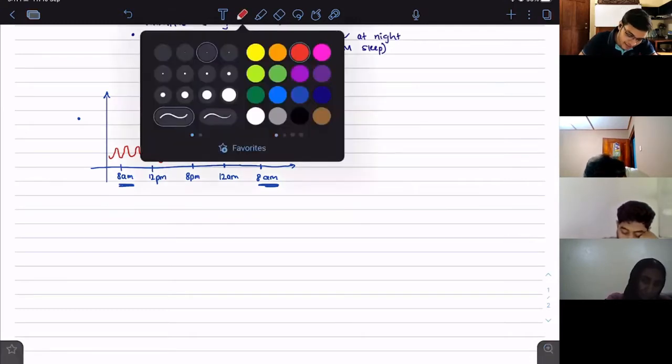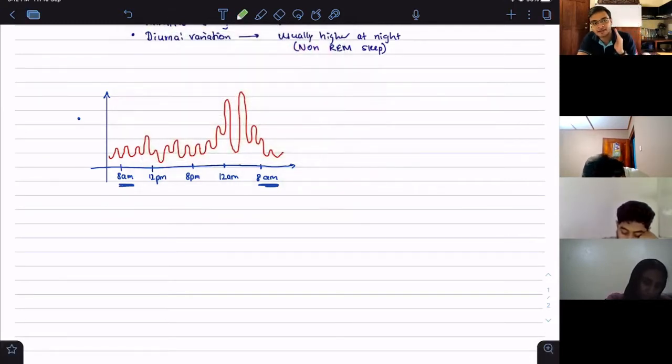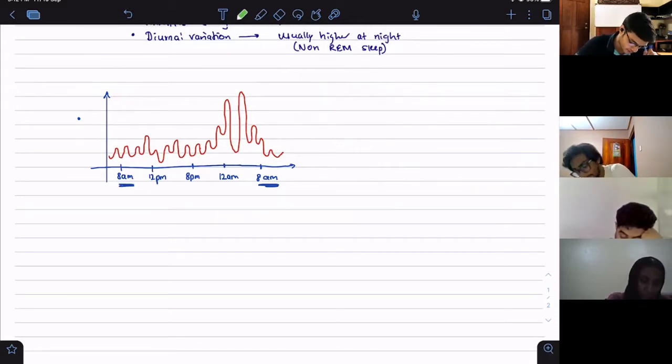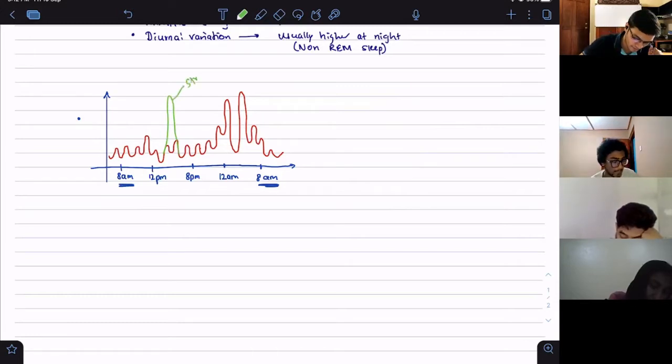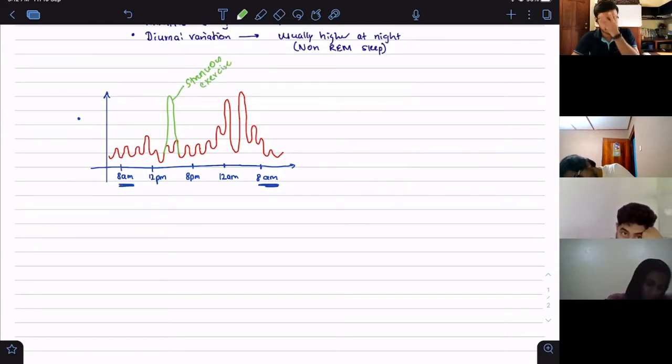Except, guys, there is an exception here. If at any time of the day you do strenuous exercise, let's say this fellow did some exercise at around 4 in the evening, somewhere here it will go up like that. This is an exception. Strenuous exercise is a good stimulus for growth hormone.